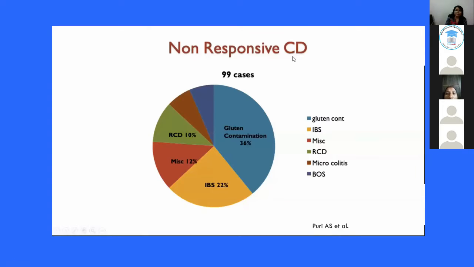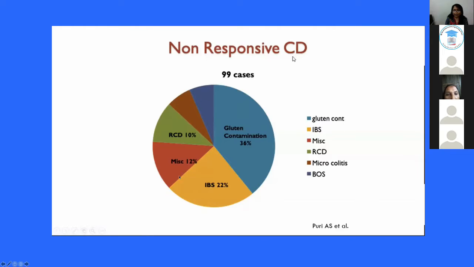As for non-responsive celiac disease, we have a big series of 99 cases from GB Pant Hospital, in which it was seen that gluten contamination was the main factor responsible for non-responsive celiac disease.